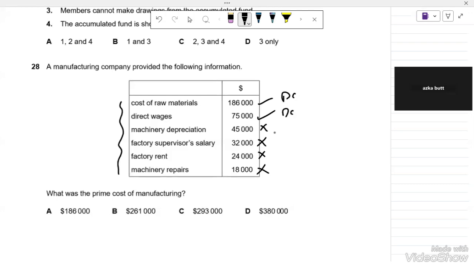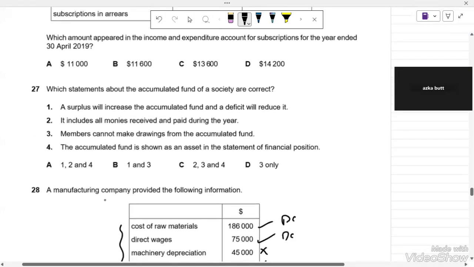Now we are going to add this. 186,000 plus 75,000, so we have 261,000. So B option is the right option. Okay. Now we are going to see question number 27.